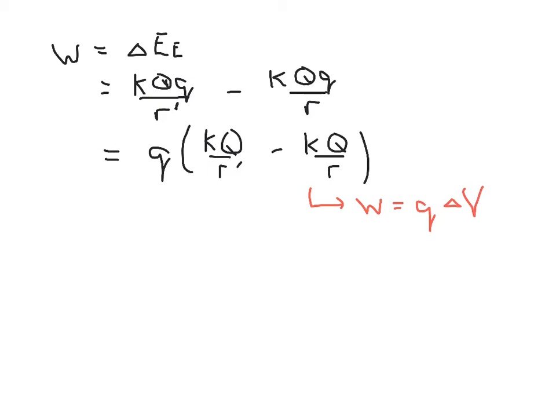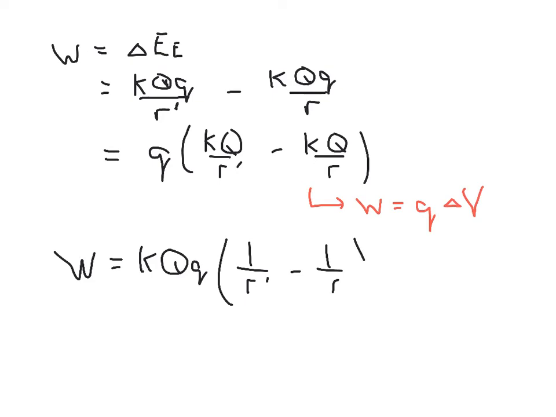If we go back to this equation, we really could have factored out more. If we factor out the k, the big Q, the little q, the work is 1 over the final r, subtract 1 over the original r.